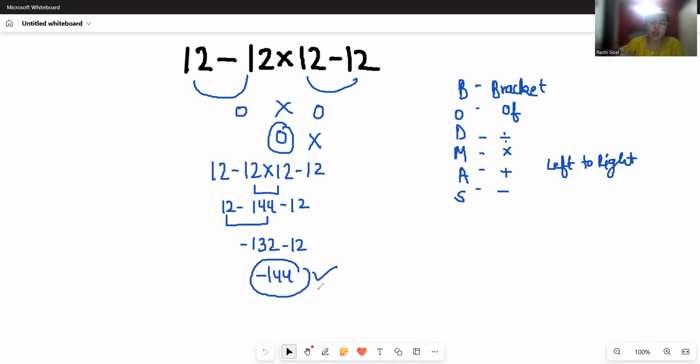So what is the correct answer? Negative 144, not 0. I hope it's clear and you find it useful.